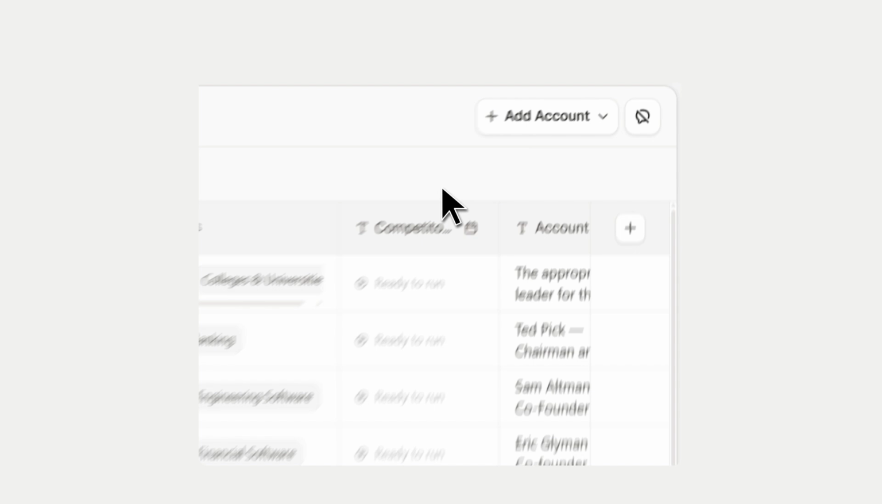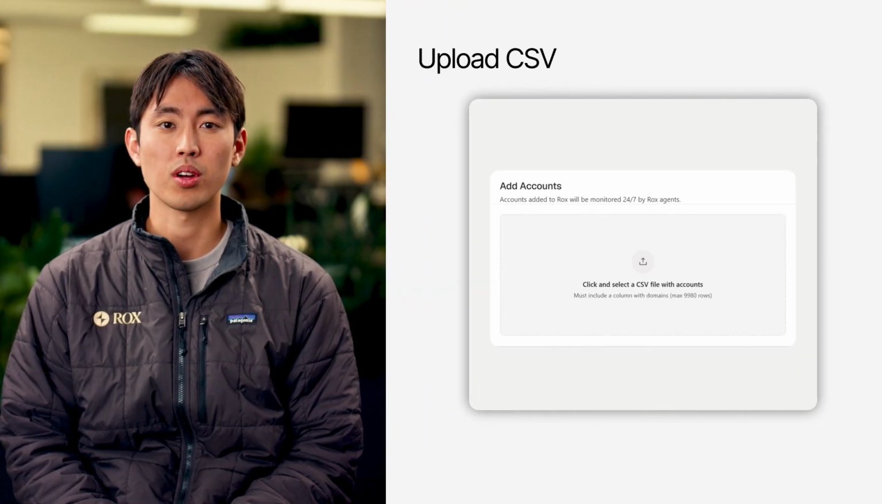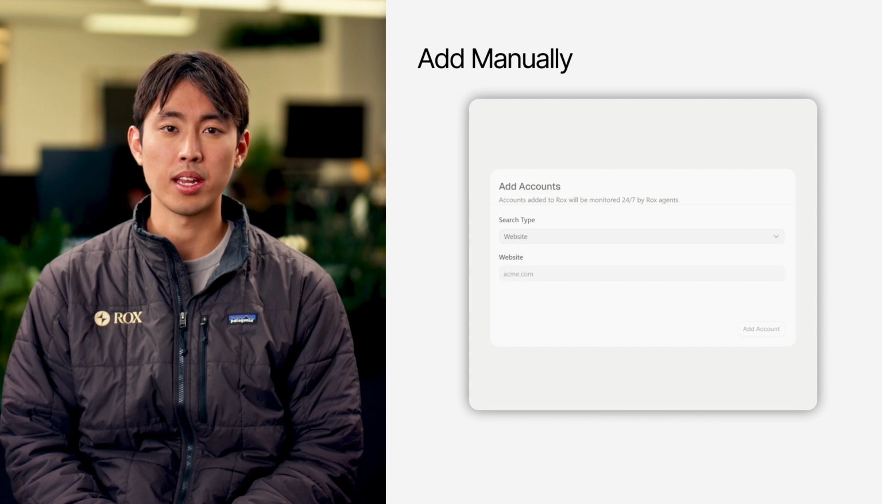To add an account, click Add Account in the top right. You can search and filter for accounts, bulk upload using a CSV, or add it manually by entering the domain. For each account, Rox will run searches across all the columns that you set up. You can enable alerts so you are notified when there are meaningful changes, like a new leader or a new partnership. These updates can appear in 3 places: email, the columns here on accounts, and the homepage. Let's talk about the columns.